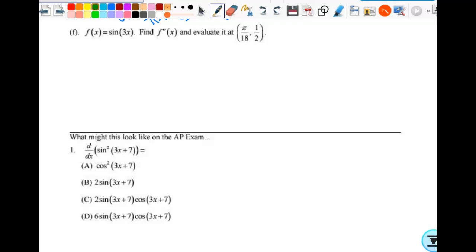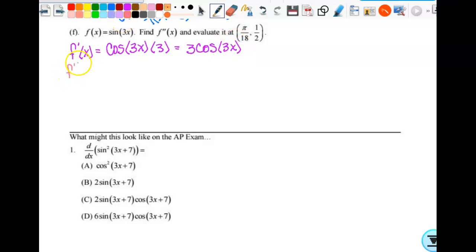So let's do f. I want to find f double prime of x and then evaluate it at that point. To get f double prime, I have to start with f prime. What is the derivative of sine? Cosine. So this would give me cosine of what? 3x, because I do not change that. Then I have to multiply that by what? 3. So this is really 3 times the cosine of 3x. That would be better for me to have in that form in order to do the second derivative.